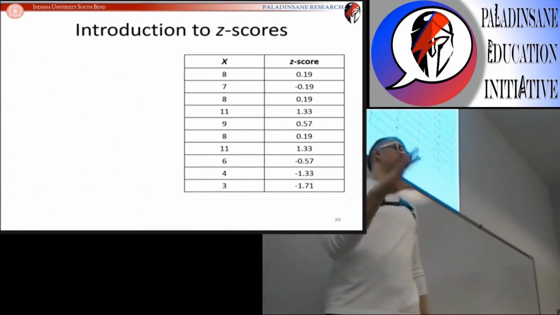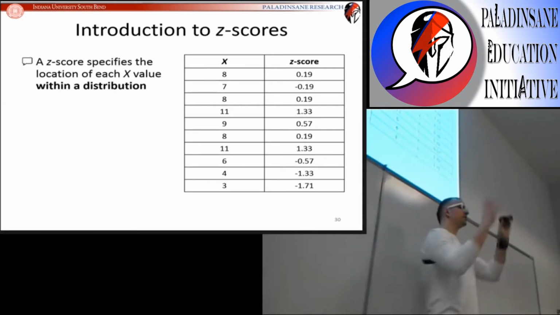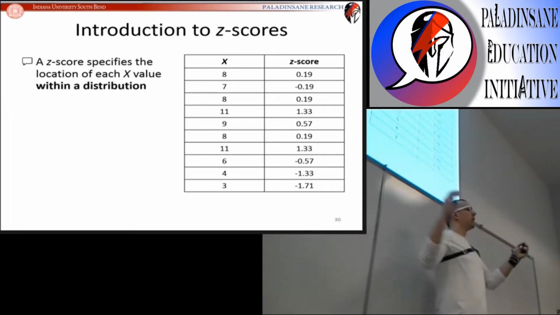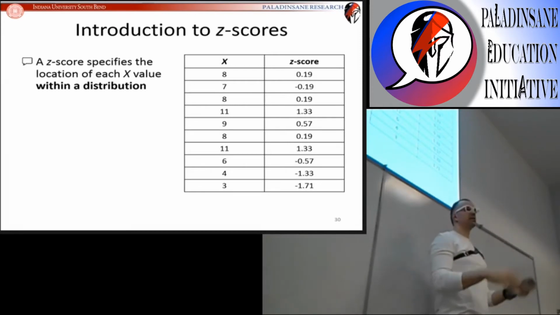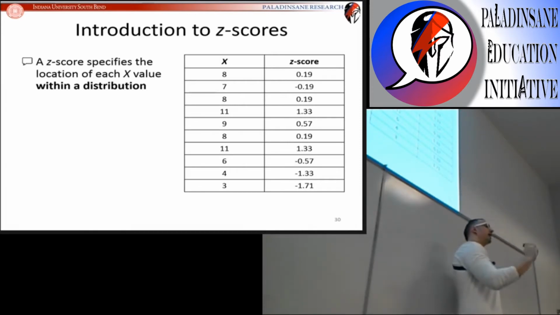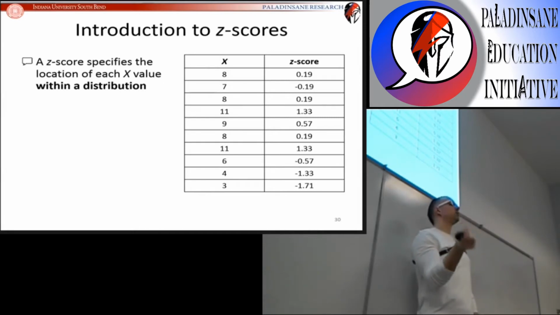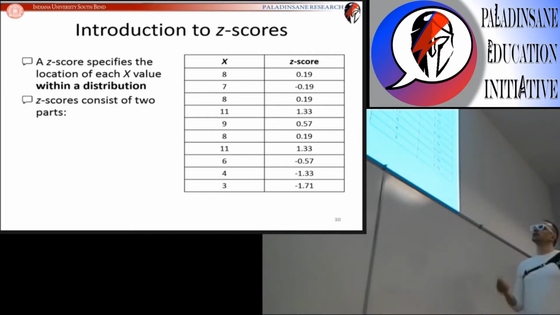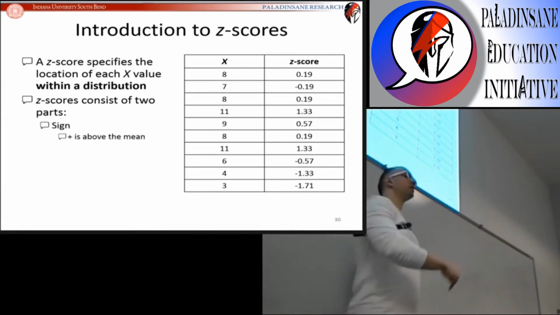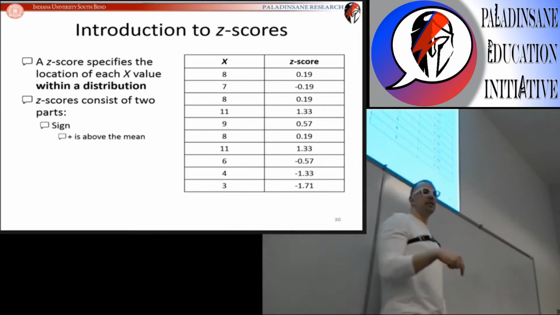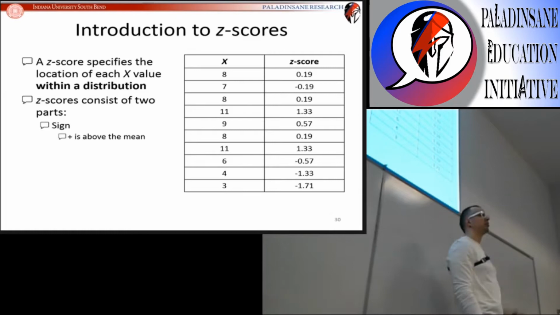So because of this move, because it moves the mean to have a mean of 0, and it stretches or squeezes the distribution so it has a standard deviation of 1, every single Z-score by itself, just the Z-score, will tell you the location of the corresponding raw score in its distribution. So a Z-score consists of 2 parts that allow you to do this. The first part is the sign. And the sign, if it's positive, means that your raw score is above the mean. If your sign is negative, it means that your raw score is below the mean.